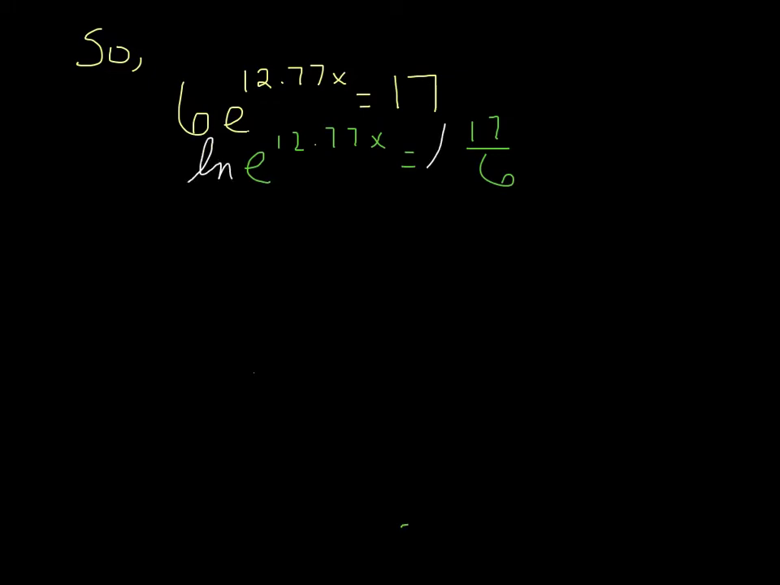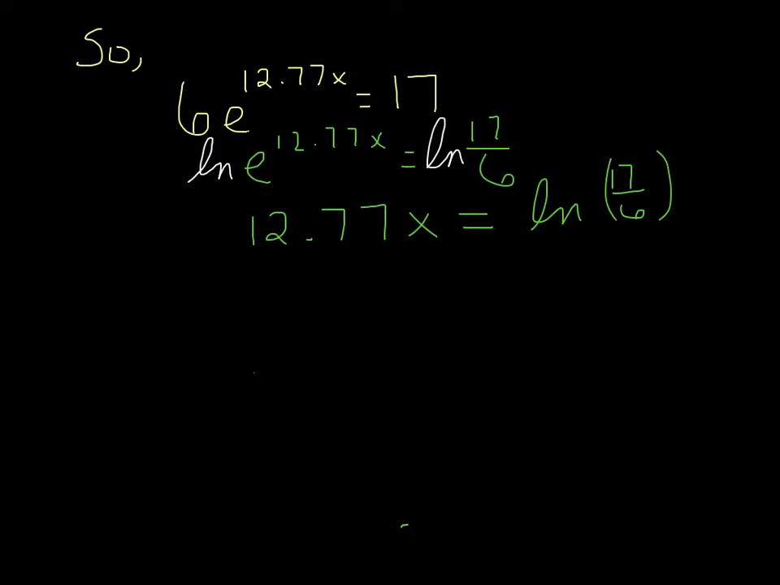So if I take the natural log of both sides of this equation, the natural log of e to some power, remember those rules that we had way back in the beginning, those properties of logs and exponents, is going to just leave me with the 12.77x. Because the base of the log and the base of the power match, the exponent is all I'm left with. And on the left side, I have this natural log of 17/6.